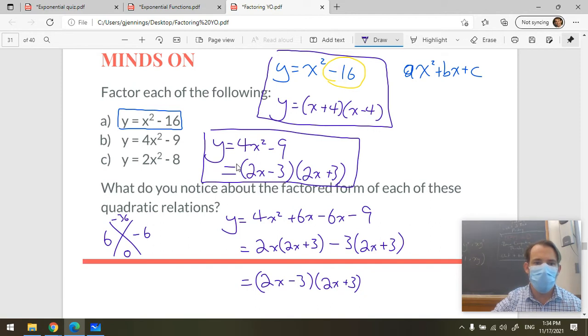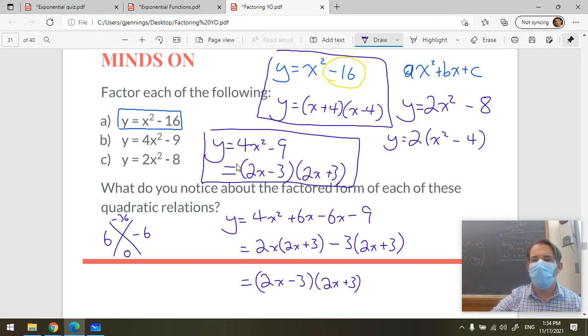Here's another one. Y equals 2x squared minus 8. Let's do this one more. This one is fast. Y equals 2x squared minus 8. Okay, factor out the 2 first. Always common factor. Y equals 2 multiplied by x squared minus 4. Okay, always common factor that out first, if you can. Then x squared minus 4. Well, I want numbers that multiply to minus 4 and add to 0. What two numbers multiply to minus 4 and add to 0? 2 times minus 2. You got it.